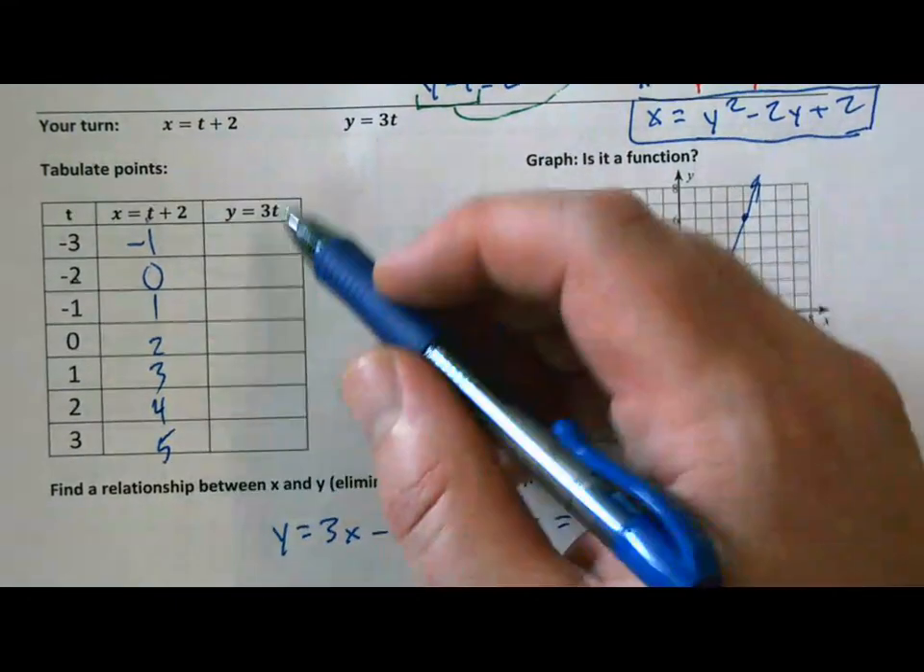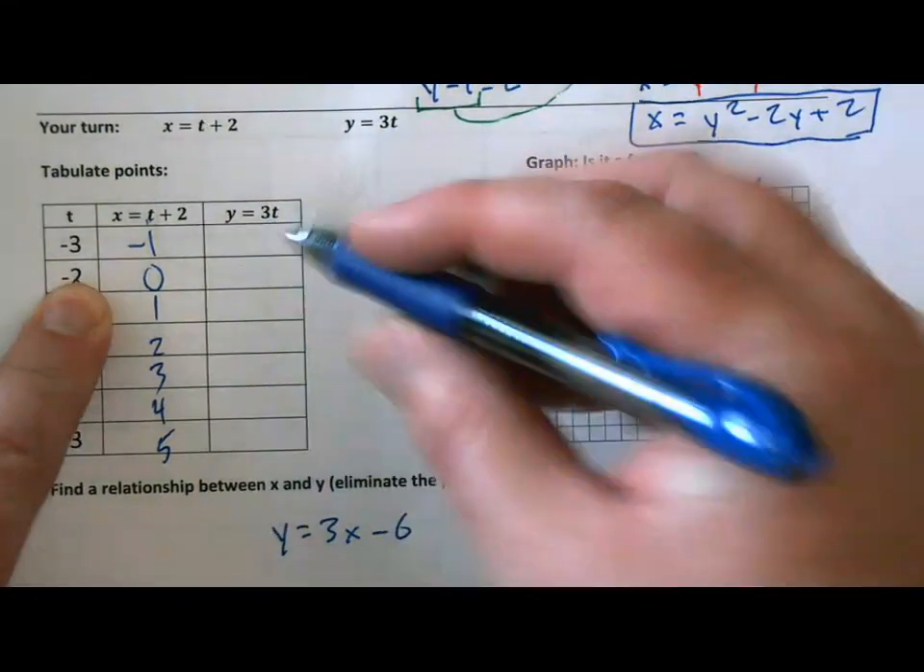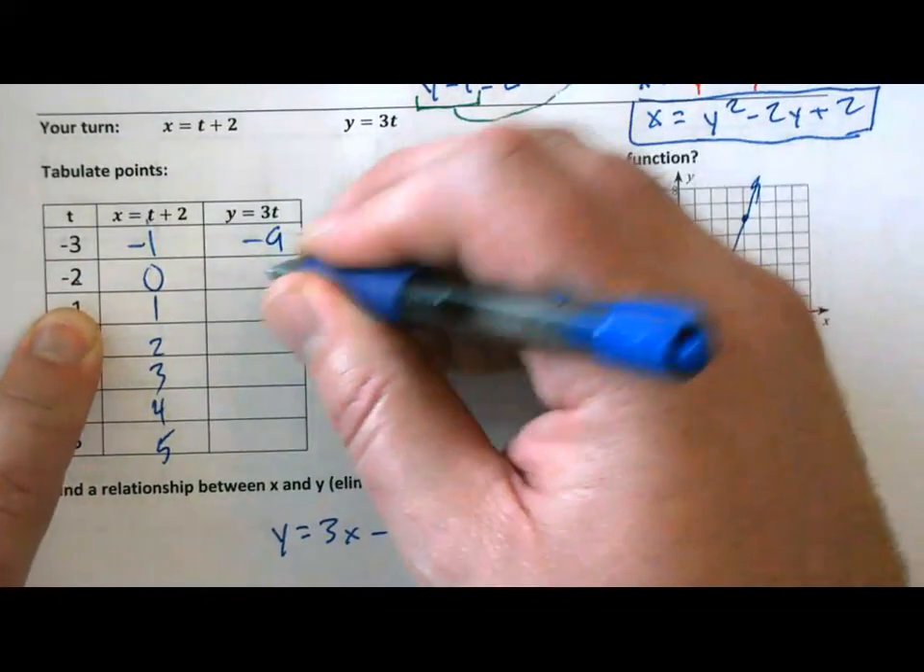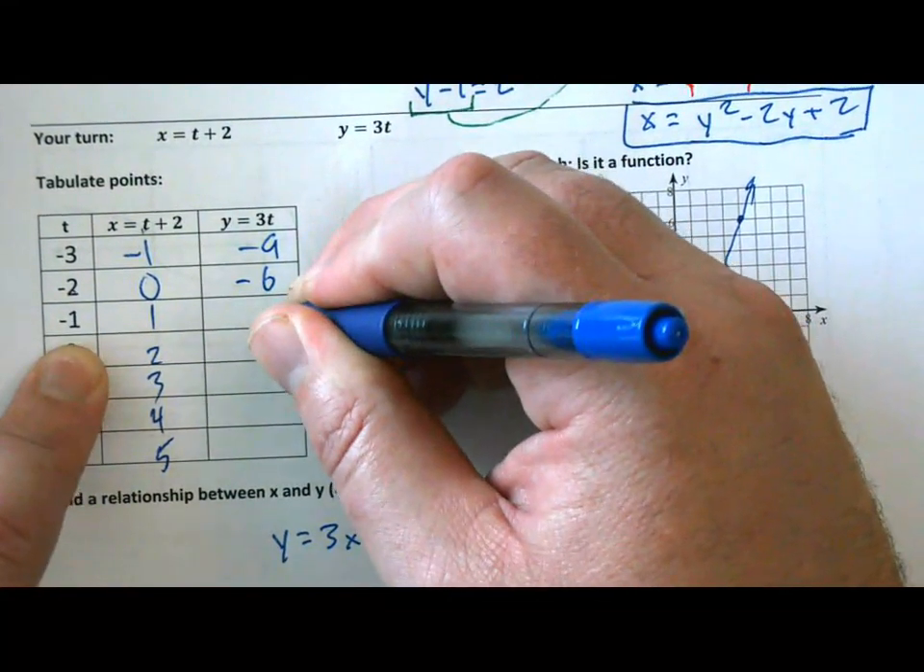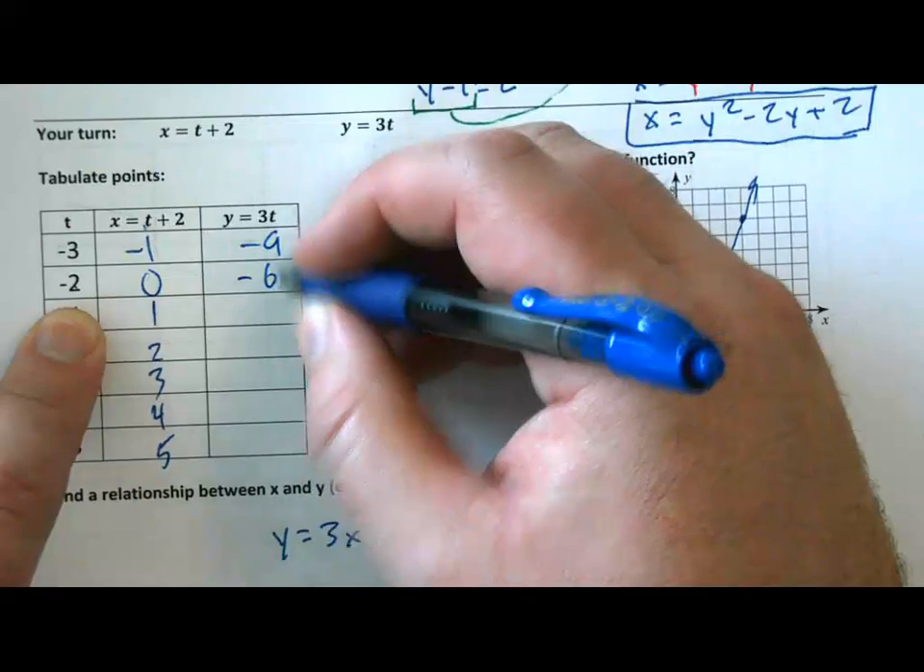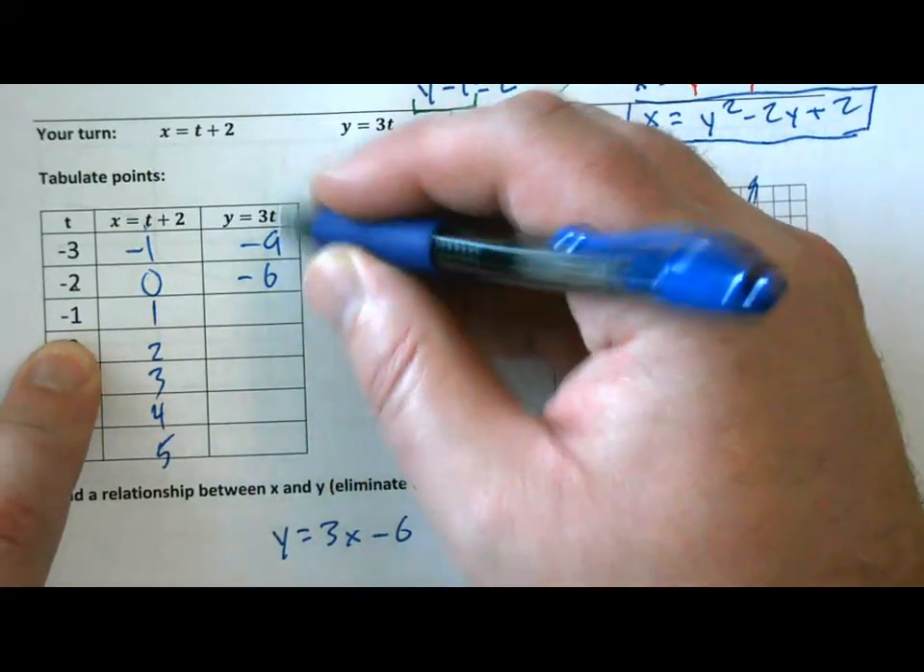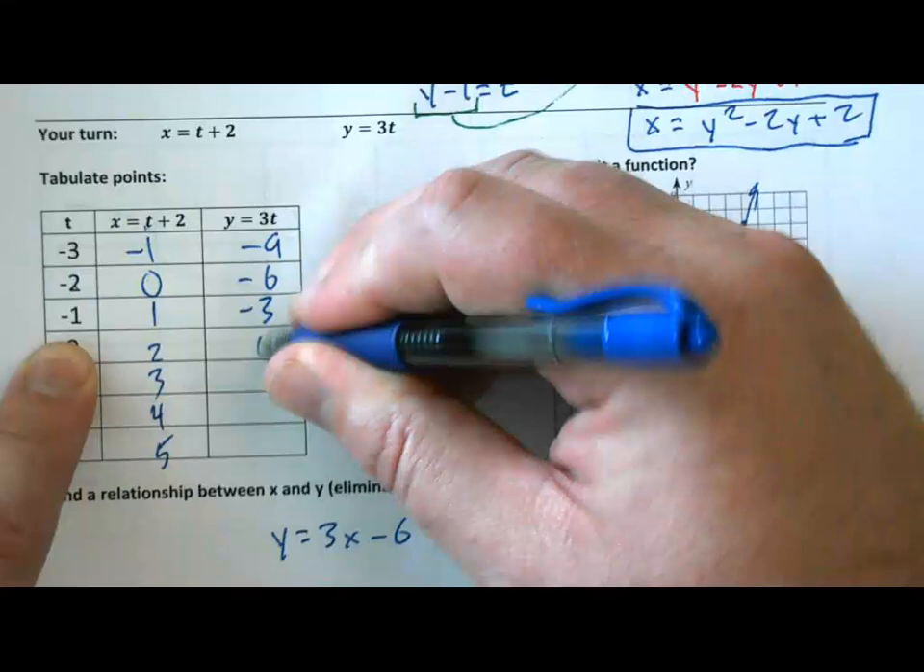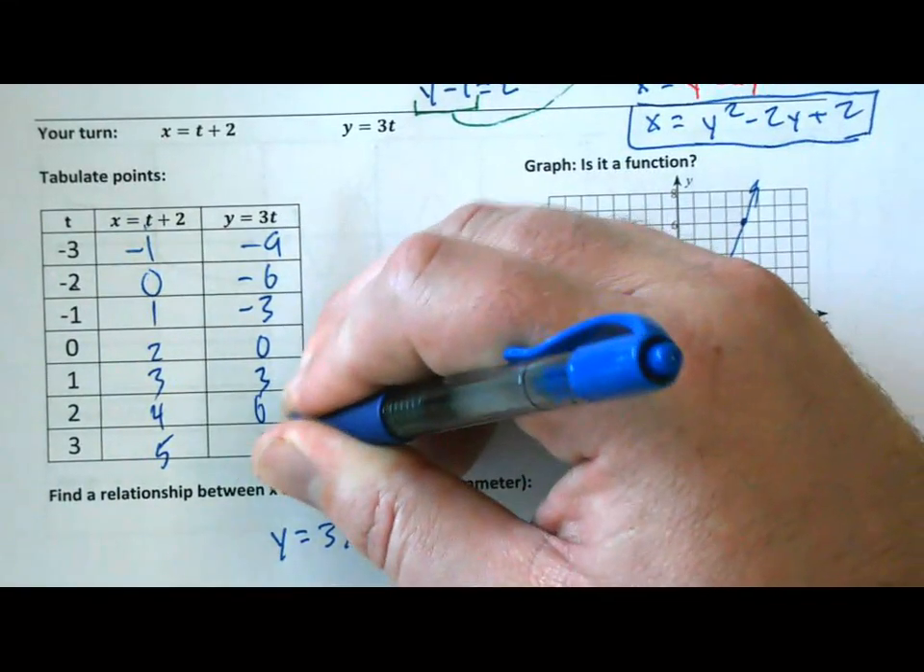This is y equals 3t, so 3 times -3 is -9. -2 times 3 is -6. -1 times 3 is -3. And then once you see the pattern there, that goes a lot faster.